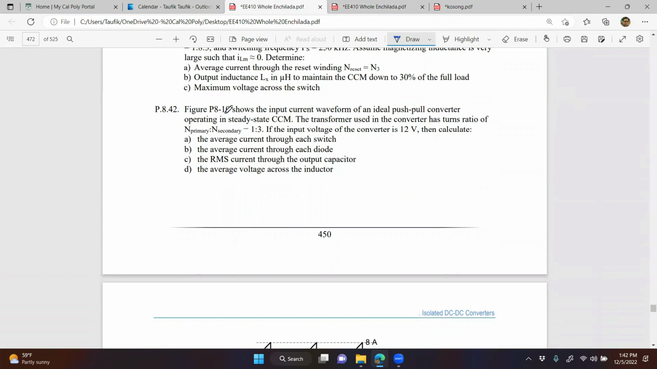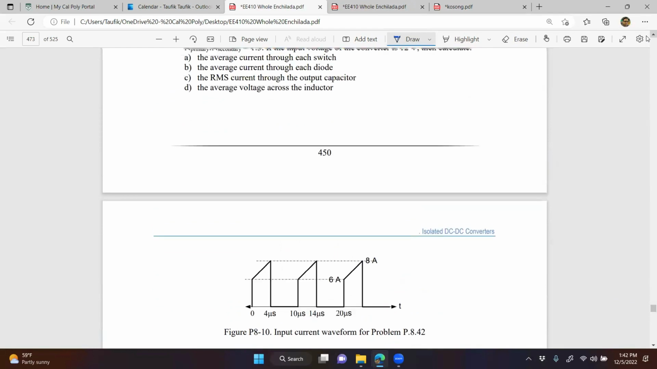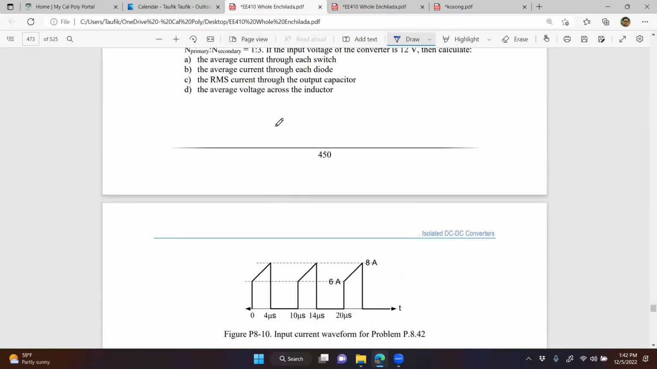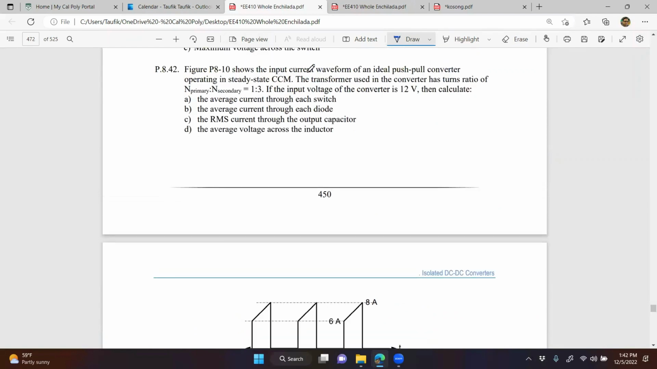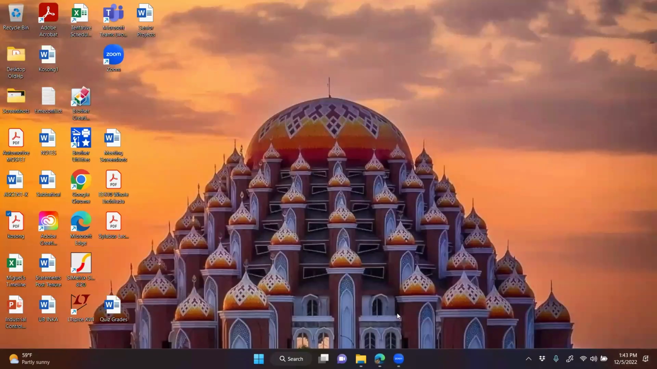So this one is push-pull. Figure 8.10 shows the input current waveform of an ideal push-pull converter right here. I'm actually planning to go over this problem anyway, so this is great. Input current of an ideal push-pull converter operating in steady-state CCM. The transformer used in the converter has a given turns ratio. If the input voltage is 12 volts, calculate the average current to each switch.